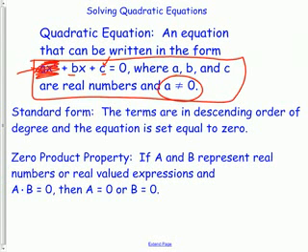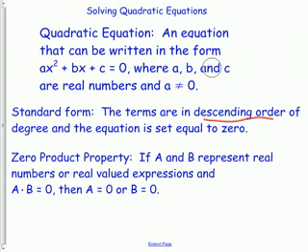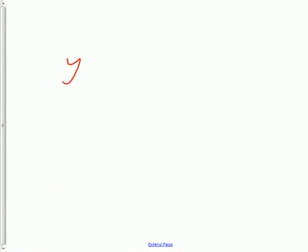All right. Now, standard form says that the terms are in descending order of degree, and the equation is set equal to 0. So, when you're looking at one that looks like this, is this in standard form? Nope, because it's not in descending order and it's not equal to what? 0.